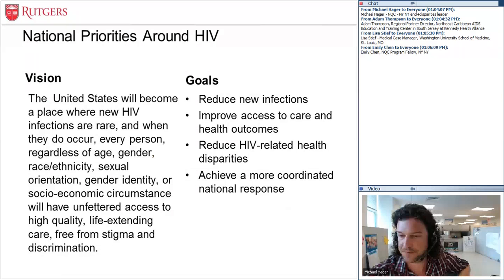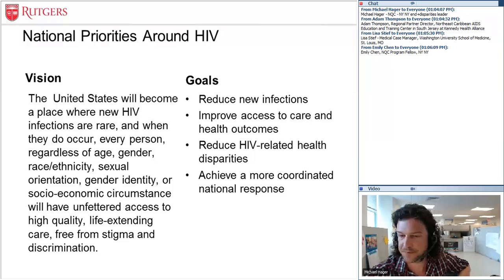And so that's basically the vision for the National HIV/AIDS Strategy: that the United States will become a place where new infections are rare, that when they do occur, regardless of age or gender, race, ethnicity, sexual orientation, people will have unfettered access to high quality and life-extending treatment. Better for disease control.